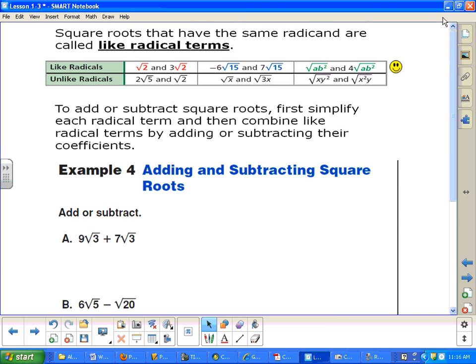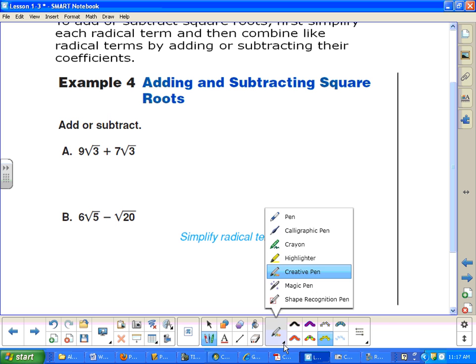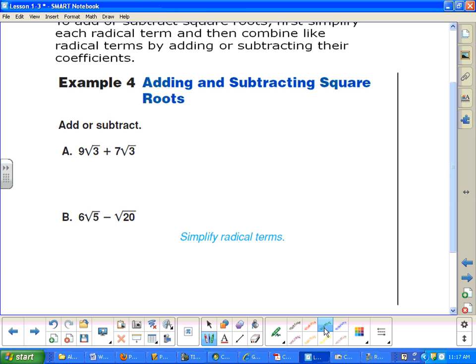So, when we're adding and subtracting them then, letter A. So we start by looking at what's under the radical. Are these two things the same? They are. So that means then I can take the things on the outside, the 9 and the +7, and I can add them together. Because it's just like using the distributive property.